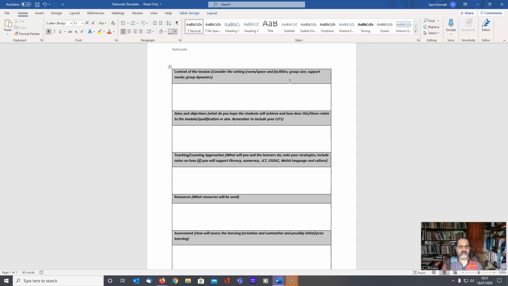How you would deliver to 4 people is probably quite different to how you deliver to 200 people. If you're delivering in a classroom with lots of equipment, well, that's a little bit different to delivering in a village hall with no electricity. So it does make a difference.